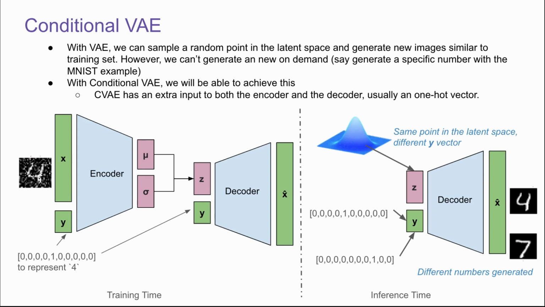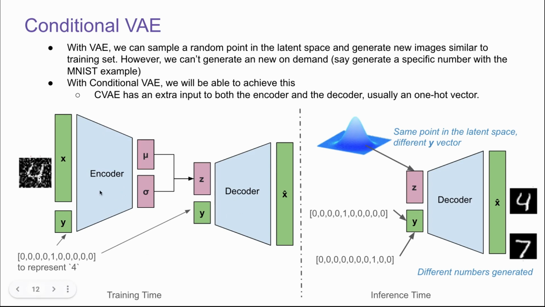It's basically the label. So during training time, let's say we want to use a one-hot vector to represent the number 4. An array of length 10 represents 0 to 9. So the fifth element represents 4. In this case, in the one-hot vector, everything is 0 but the fifth element. So we pass the image and the label to the encoder. We also pass the label to the decoder.